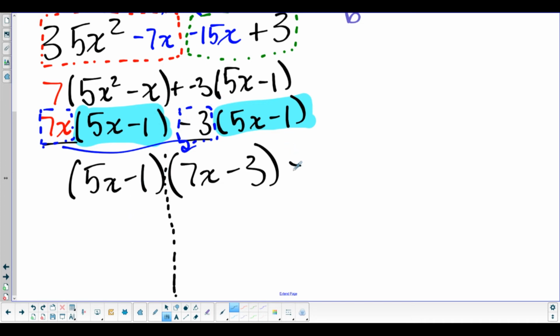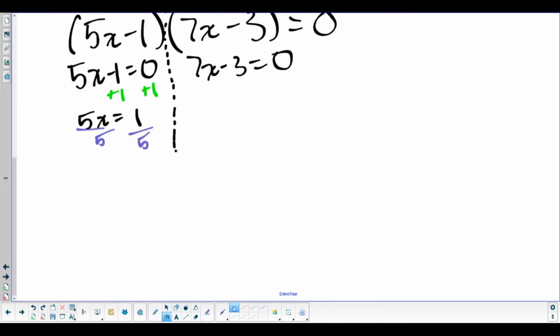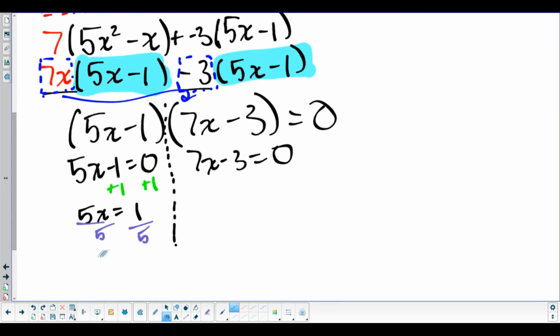Well, if we want to actually solve it, it was set to 0, and I've been solving all of them, so really we just need to figure out these: 5x minus 1 equals 0, and 7x minus 3 equals 0. You can just do that by two-stepping it. We add 1 to both sides on the left, and we get 5x equals 1. Then we divide by 5 on both sides, and on the left-hand side, one of my solutions is x equals 1/5.